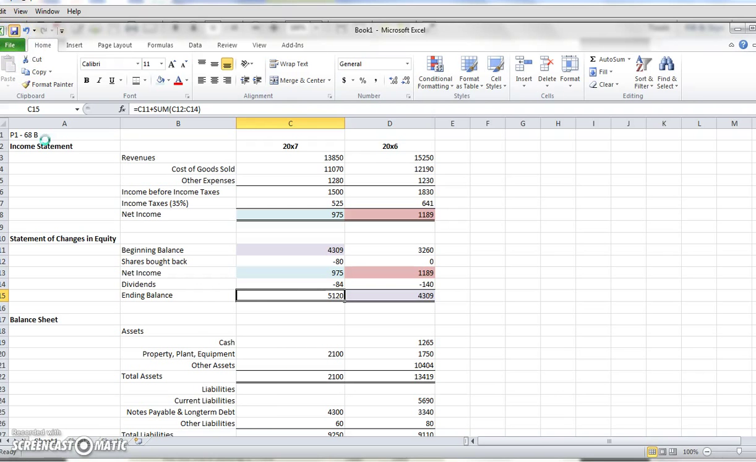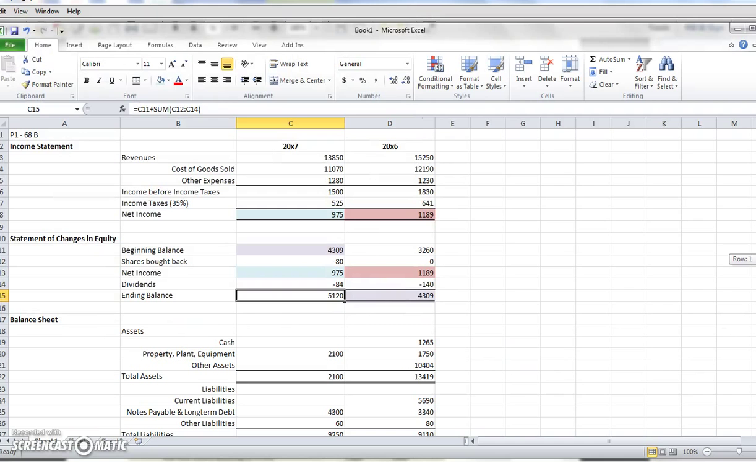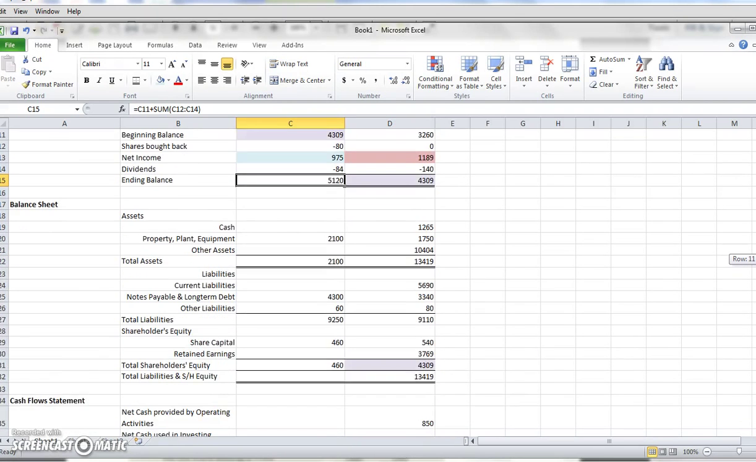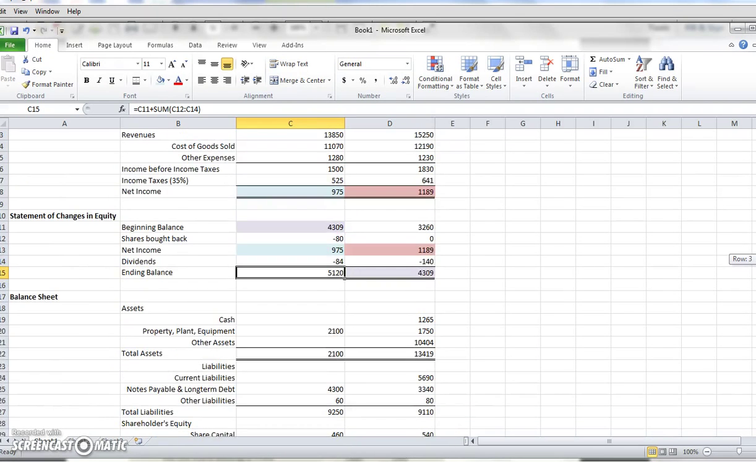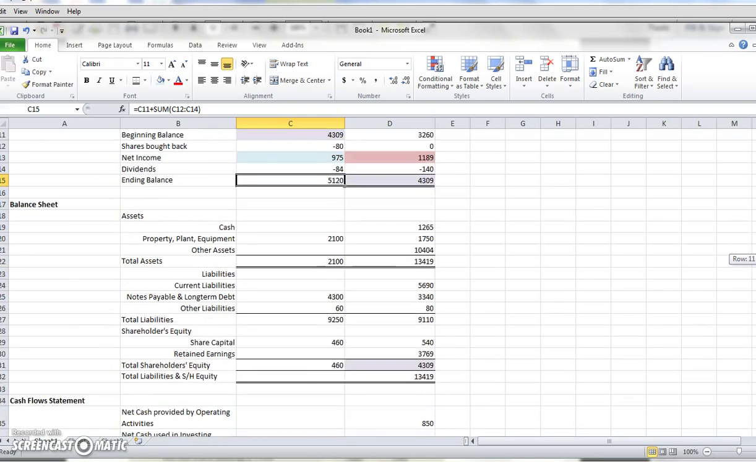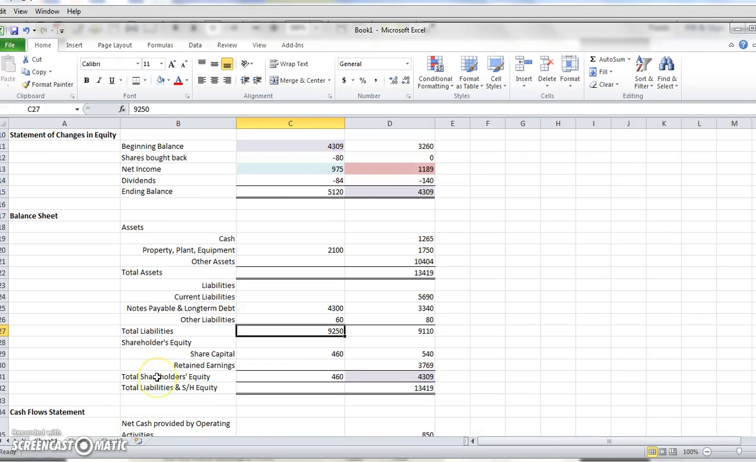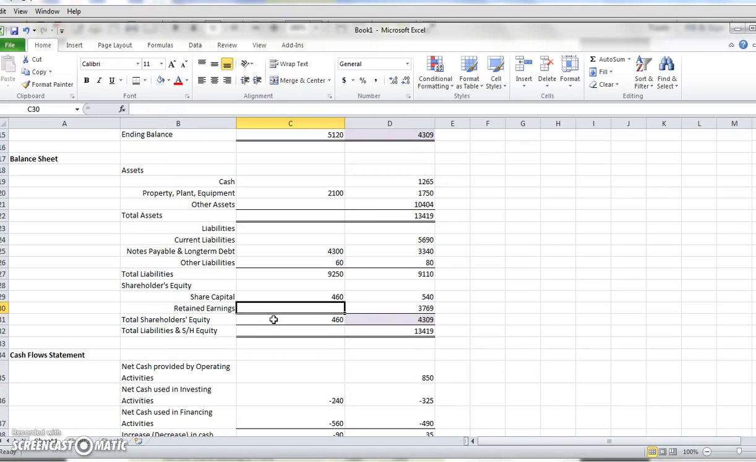Okay, so it's always good to save the spreadsheet as you go along. So now we're at the point where we finished 2 of the financial statements for 2000X7, and now we're going on to the balance sheet and the cash flow statement. It gets a little bit more complicated with the balance sheet and the cash flow statements, but all is not lost. Bon courage, you're going to be just fine.